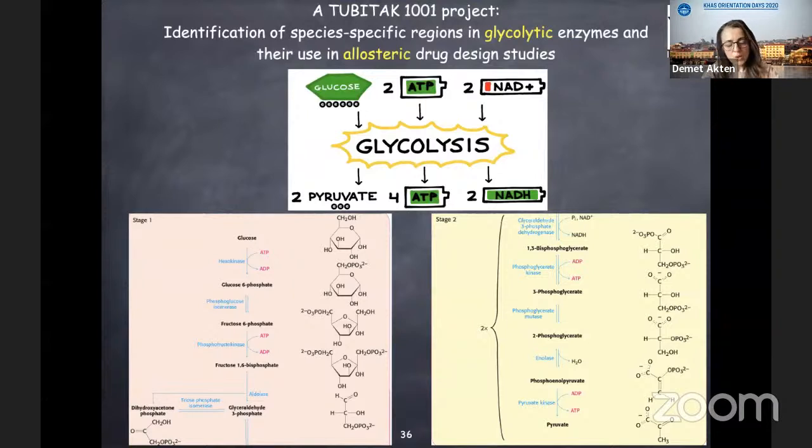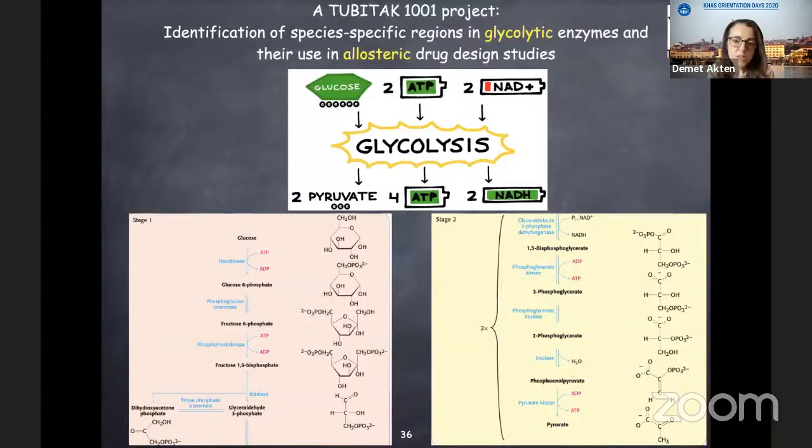Nowadays, it's going to be finalized next year, beginning of next year, but it has been going on throughout the pandemic. My project is about identifying species-specific regions in glycolytic enzymes. And this was one of the exciting studies I did recently. I want to share with you some of the results, not too much, because I know that maybe you will have questions later. I want to leave enough time for that as well.